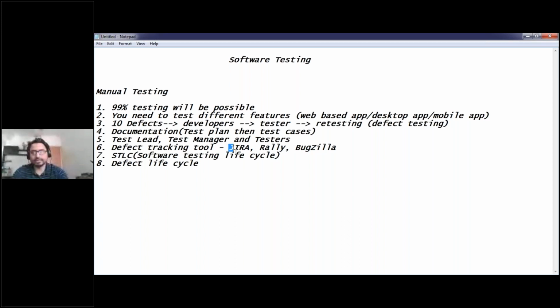Next is the STLC. STLC is the software testing life cycle. This particular life cycle is specific to the testing part, not to development. And the last one is the defect life cycle. Defect life cycle means there is a life cycle involved for a defect: raised, then open, and all such things. That is the last part, the defect life cycle. So this is all about manual testing.